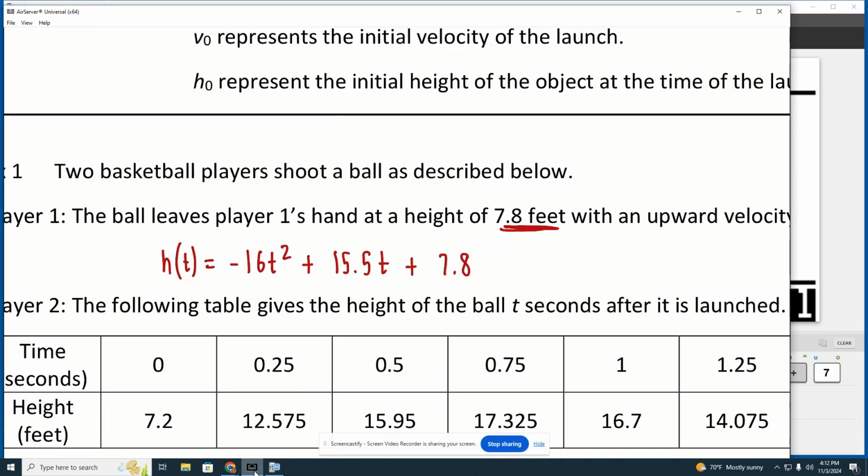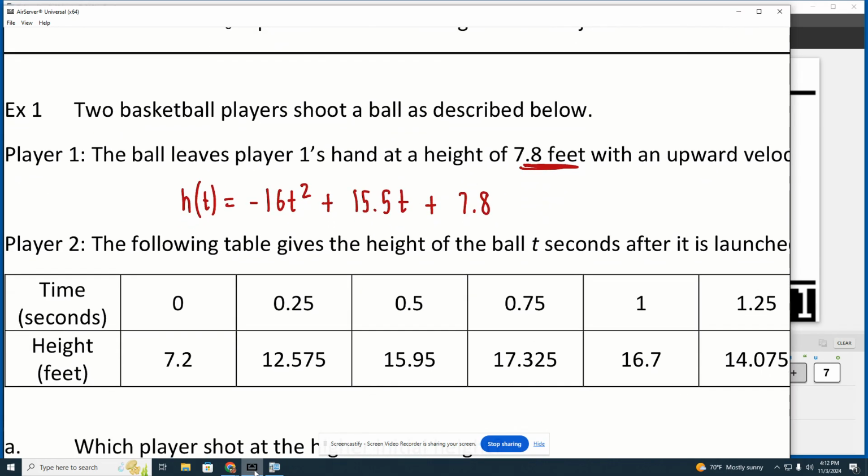Now, real quick, let's go to the other example. So 0, 7.8 would be comparable to this player 2 shot being at 0, 7.2. So what do I know based on that? Well, look, the initial launch height for player 1 was higher than the initial launch height for player 2. You see that? 7.2 compared to 7.8. It's the place where x is 0. So that's one thing I can tell.